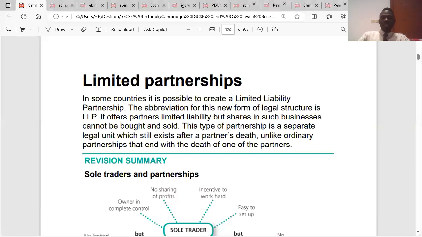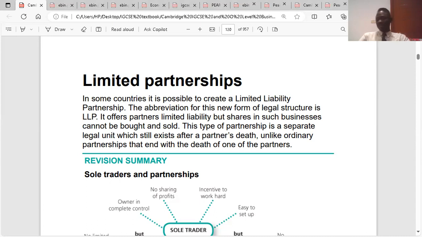In some countries, it is possible to create a limited liability partnership. The abbreviation for this new form of legal structure is LLP. It offers partners limited liability, but shares in such businesses cannot be bought and sold. This type of partnership is a separate legal unit, which still exists after a partner's death, unlike an ordinary partnership that ends with the death of one partner.